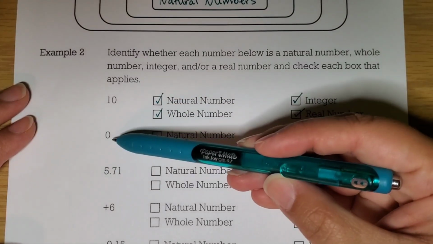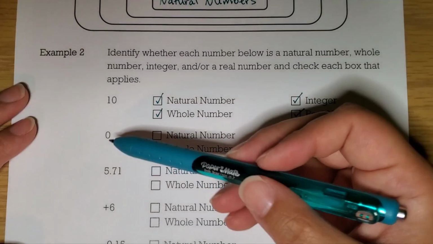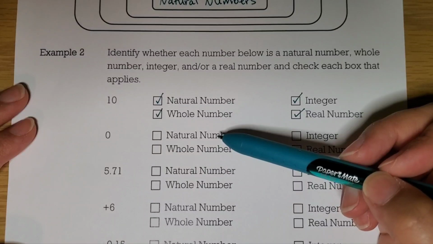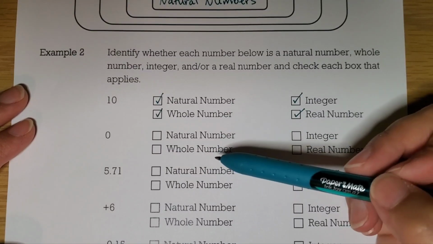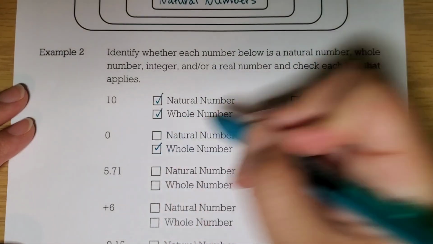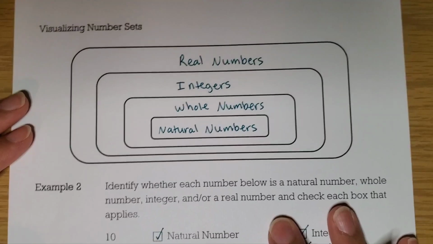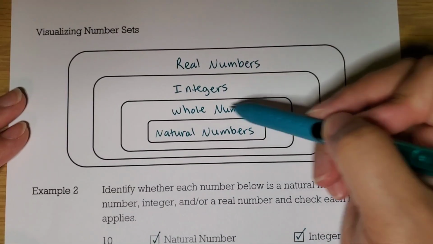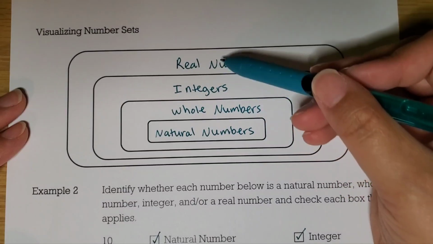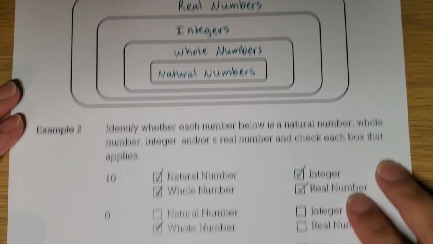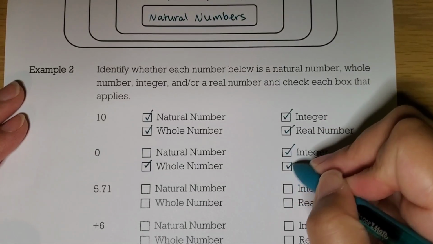Let's look at 0. Now when we start counting, you start counting with 1. So 0 is not included when you start with your natural numbers. It is the only number that's a whole number that's not natural. So that means 0 is a whole number. If I go back to my visualization, if I'm living in the whole number box, that means I also live in the integer and the real number boxes as well. So not only is 0 a whole number, but it is an integer and a real number.